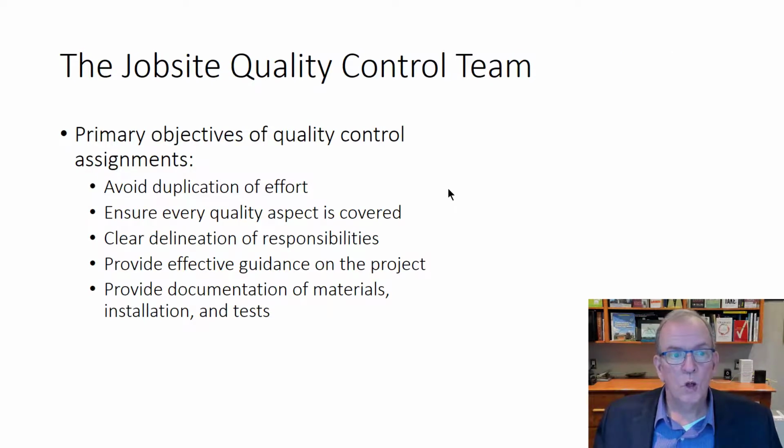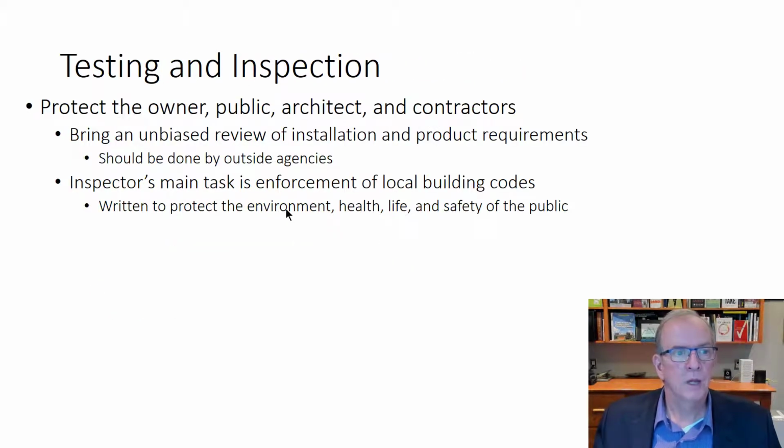So, job site quality control team, some of the things: obviously avoiding waste, avoiding duplication of effort, ensuring every quality aspect is covered, clear delineation of responsibilities. You've got to know who's responsible for what and who's accountable for what. Provide effective guidance and oversight on the project, and as part of the quality assurance, provide documentation of material, installation, and test, part of the quality management. Protect the owner, public, and contractors, and bring unbiased review.